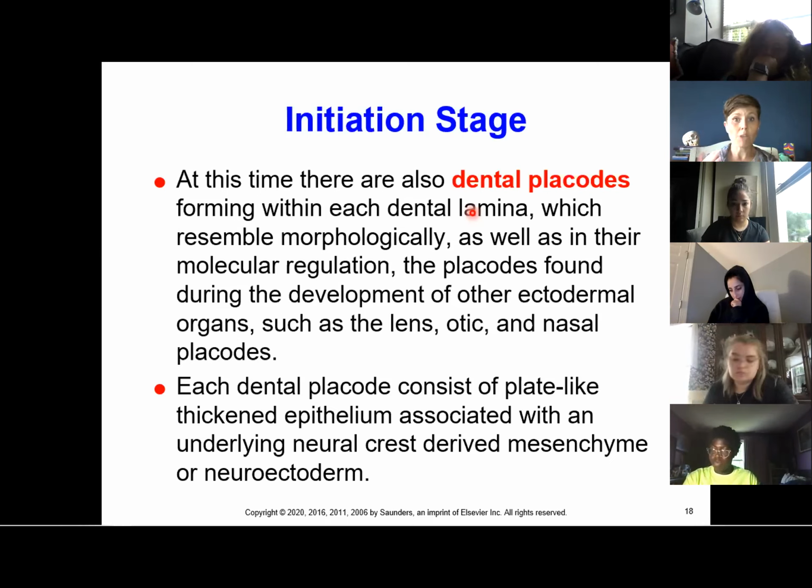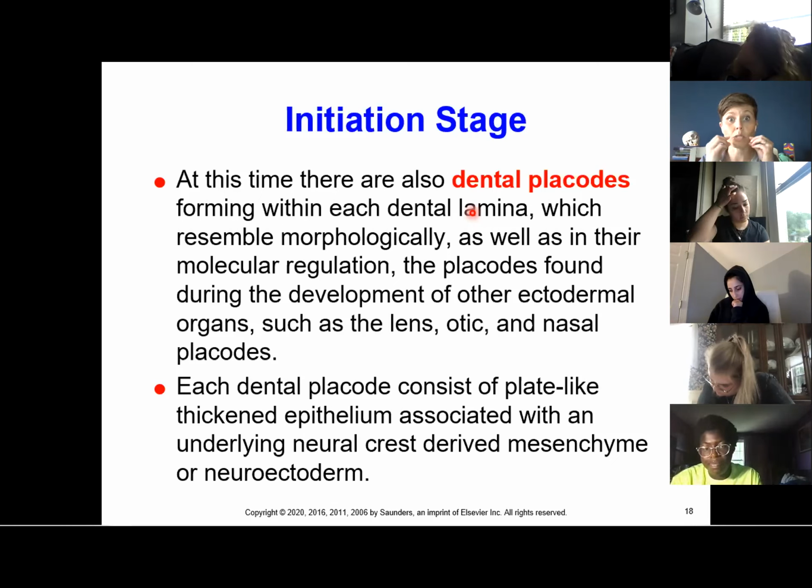Usually the first teeth to erupt in a baby's mouth are the two lower ones. It's not always the case. There are some rarities where it's a top front tooth or whatever, but in most cases it starts here at the midline, and then the epithelium grows thicker and the little dental placode starts to form. Okay.